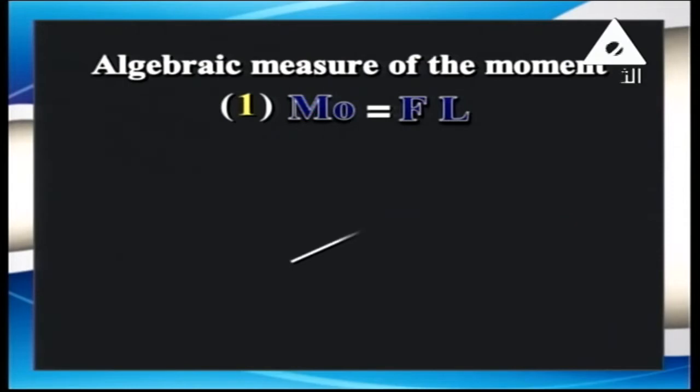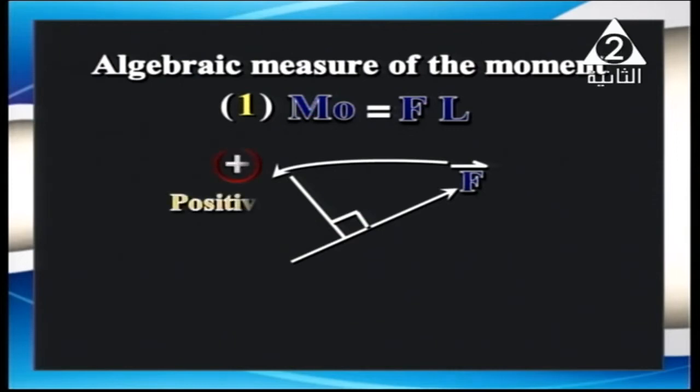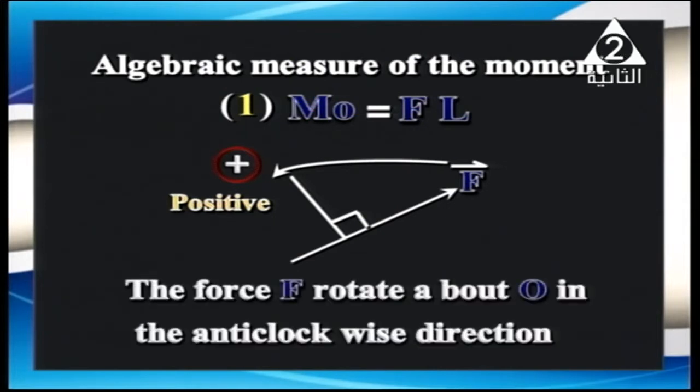Algebraic measure of the moment, number 1: moment O equals FL. Look at, my dear student, if the force acts on the body, therefore we have two directions of the moment. Look at the first direction, positive anti-clockwise. The force F rotates about O in anti-clockwise direction, then the moment is positive.